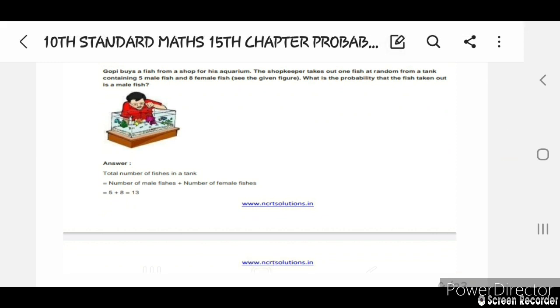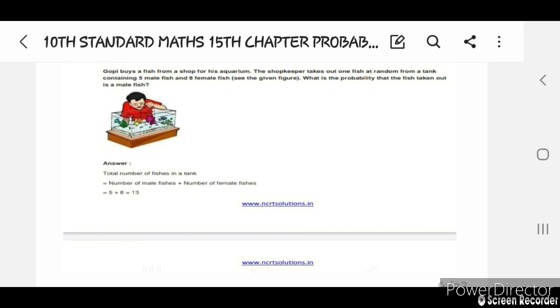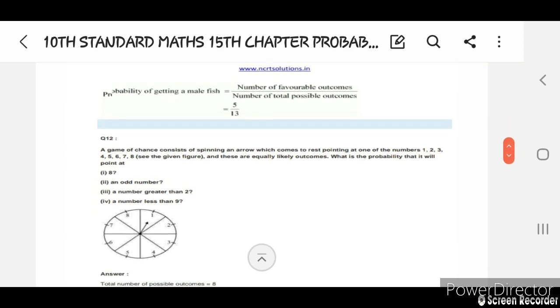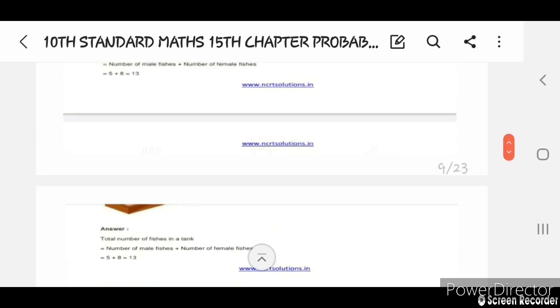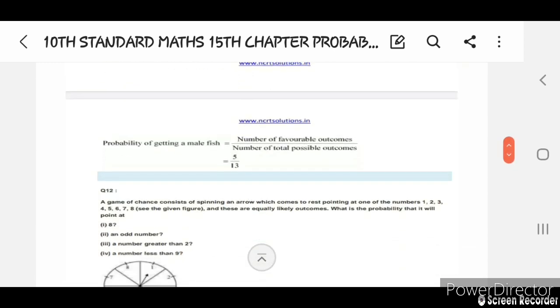Next question. Gopi buys a fish from a shop for his aquarium. The shopkeeper takes out one fish at random from the tank containing 5 male fish and 8 female fish. What is the probability that the fish taken out is a male fish? The total number of fish in the tank is 5 plus 8, which is 13. In that, they are asking the probability of getting a male fish. In the question they have given 5 male fish. So 5 by 13.